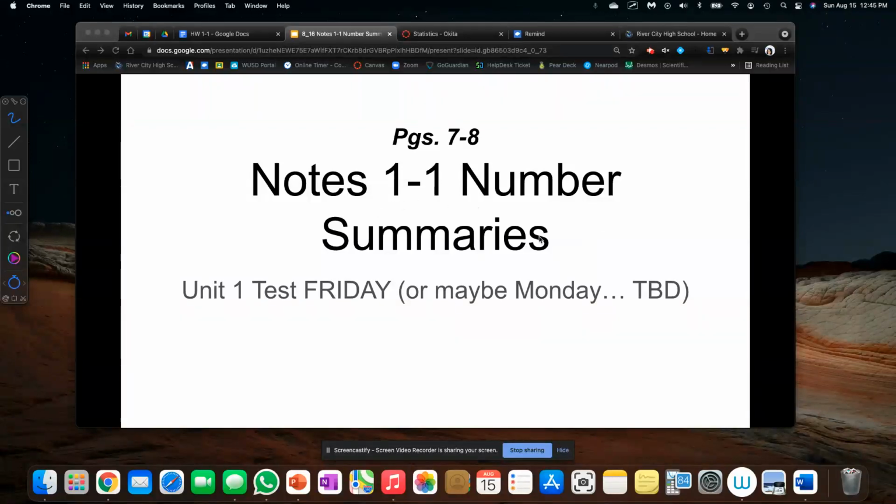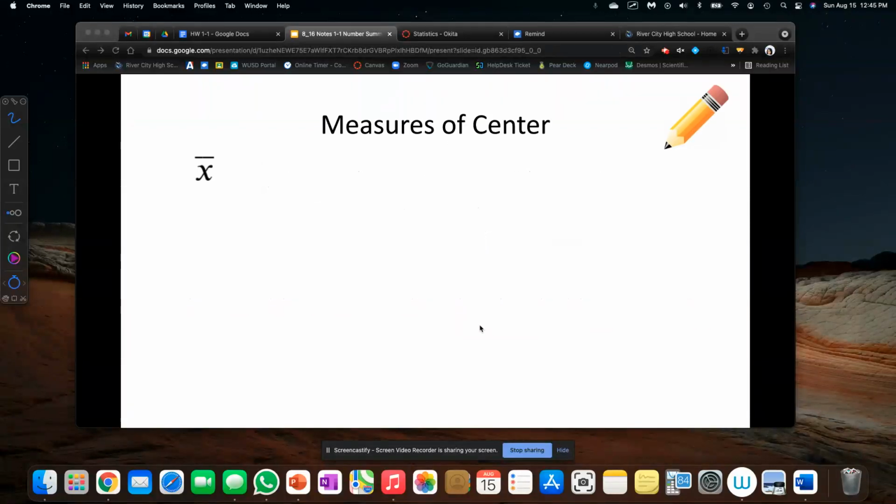All right, here's a video for notes 1-1, number summaries. So first we're going to talk about measures of center, and the two measures of center we're going to talk about are mean and median.